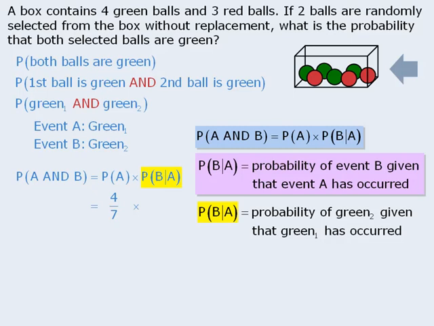Since we are assuming that the first ball was green, let's remove one of the green balls from the box. When we do this, we have 6 balls remaining, and 3 of them are green. So the probability is 3/6 that the second ball will be green, given that the first ball was green. At this point, we can multiply the two required probabilities to get the product, 12/42, and this simplifies to be 2/7. So the probability is 2/7 that both selected balls will be green.